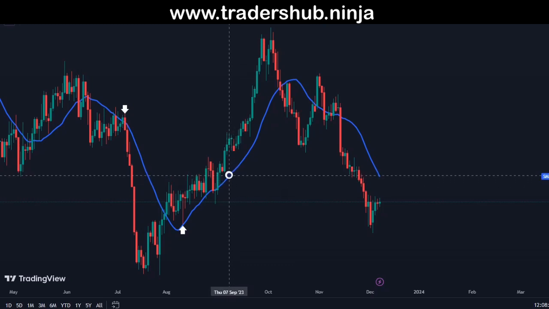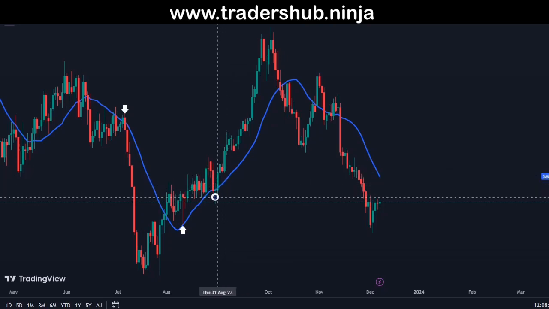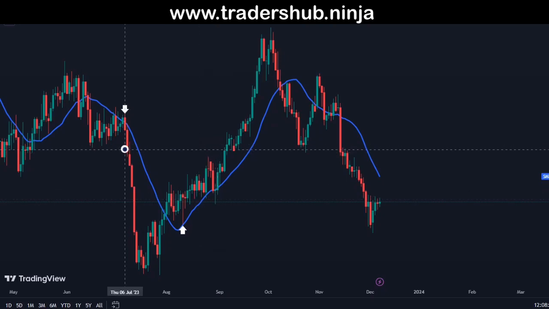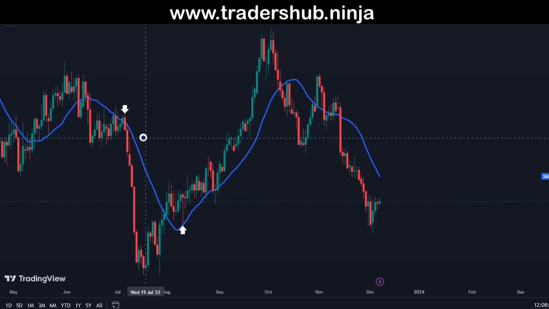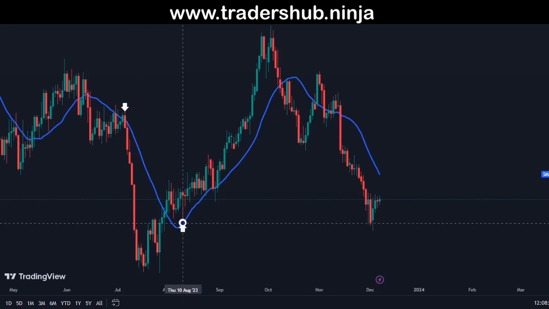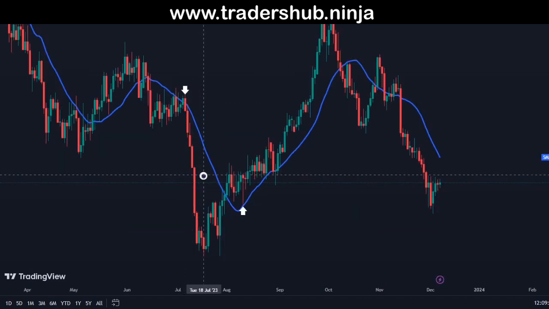How to identify the trend using the 20 moving average? If it is an uptrend where the market is above the 20 moving average, we are prepared to take a buy entry. If it is a downtrend, where the market is below the 20 moving average, we are prepared to take a sell entry. Look here, market is above the 20 moving average. It was an uptrend, we are ready to take a buy entry here. And then look here, market is below the 20 moving average, we are ready to take a sell entry.